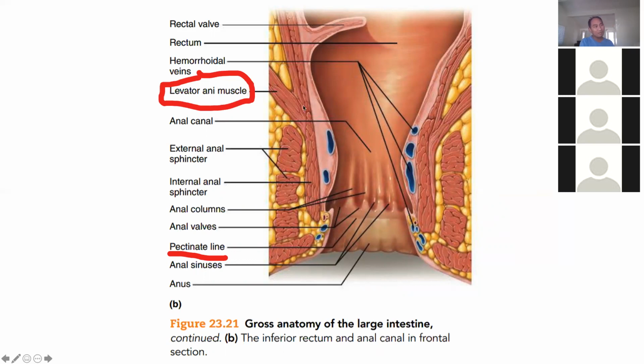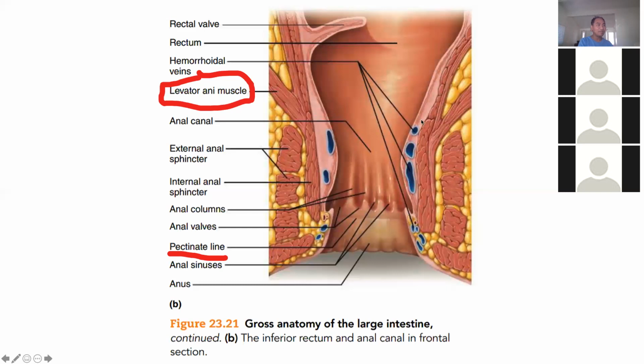When the rectum passes below the level of the levator ani, it is called the anus, and above the levator ani muscle it is called the rectum. The rectum has little curvatures, which are called rectal valves. Because of the rectal valves, the feces in the rectum cannot come out with flatus. So this is the rectum.